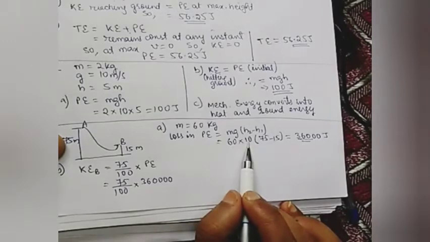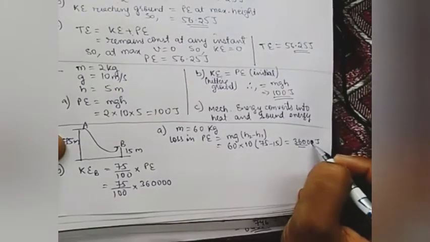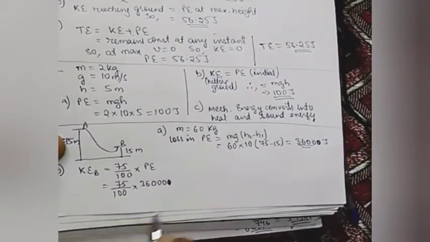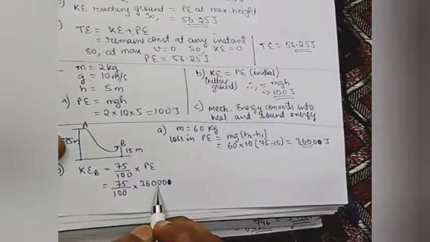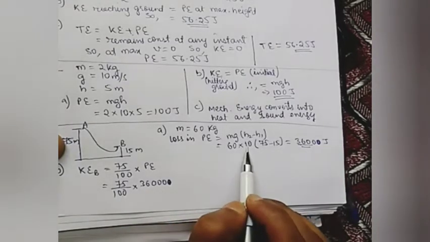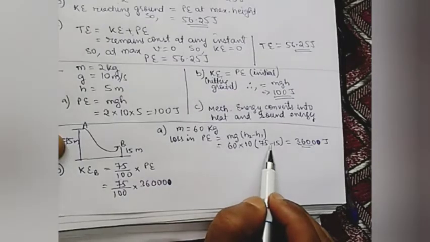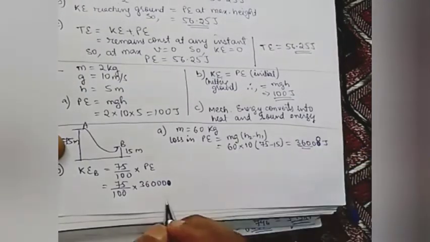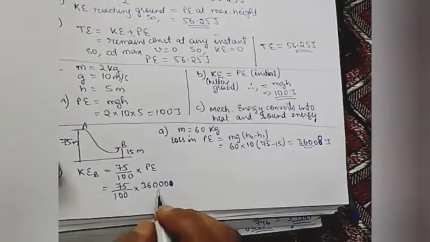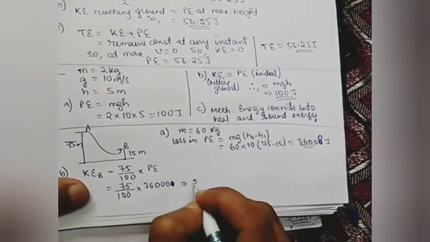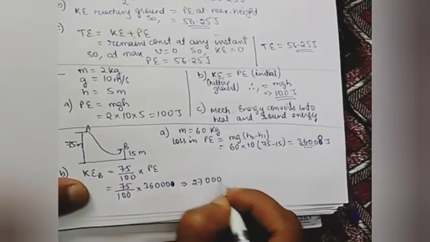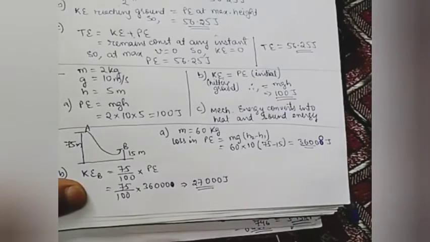600 into 60, that is 3600 only. It will be 3600. 75 by 100 into 36,000. Let me see, 3 zeros. Okay, now it is okay. Sorry, it is okay. 36,000. And this will come up to 27,000 joule.